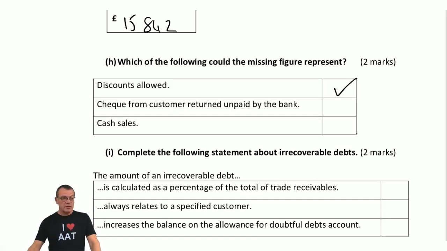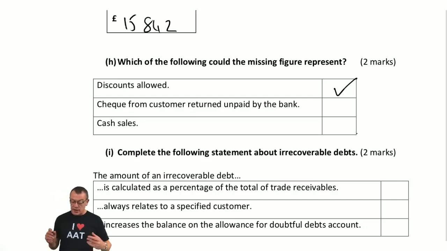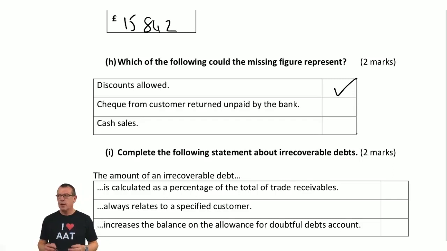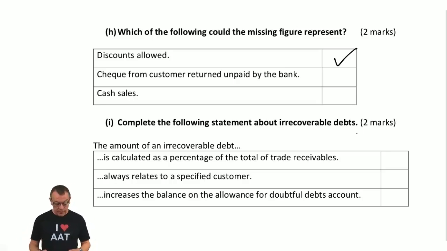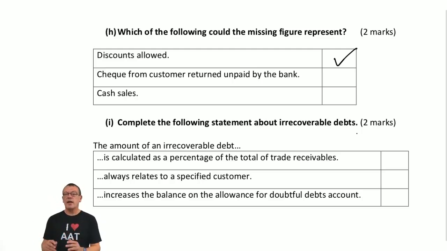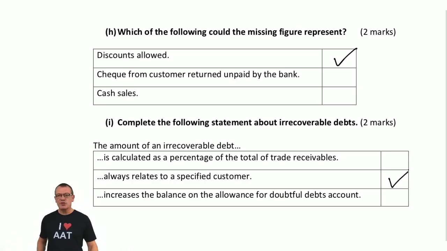Lastly, complete the following statement about irrecoverable debts. Is it calculated as a percentage of the total trade receivables? No, because that would be a provision. Okay, that's providing for the debt. Does it relate to a specific customer? Possibly. Let's see what the last possibility is. Does it increase the balance on the allowance for doubtful debts? Well, a doubtful debt is a provision, so it wouldn't be a provision that's increasing, it's actually being written off. So what we're doing is writing the debt off, so it'll be specifically written off against a particular customer. So we will tick that there. And we have finished question 2 of the advanced synoptic assessment. So 15 marks, guys, to do that.